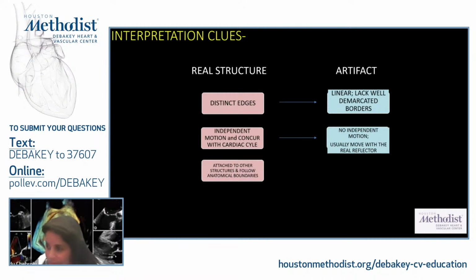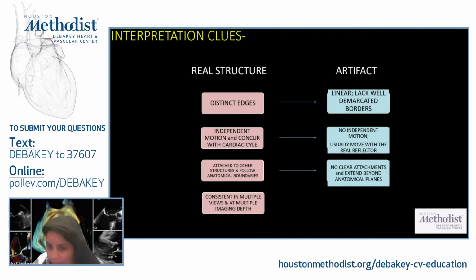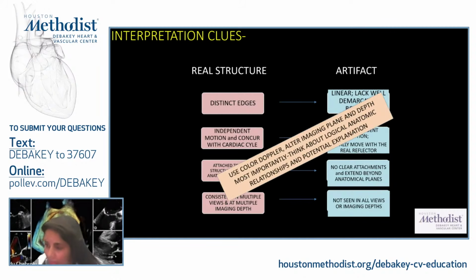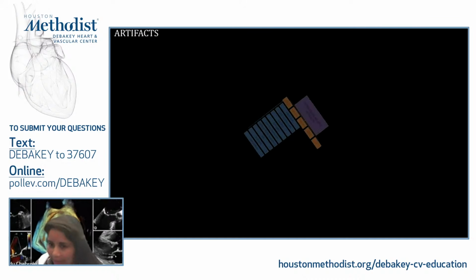And again, real structures are real, right? So they are attached to other structures and follow anatomical boundaries, versus artifacts, which clearly do not. And you have to see real structures in multiple views and at multiple depths, versus artifacts, which are not seen in every view or every depth. So remember, in real life, always use color Doppler, alter the depth, and think about a logical explanation of what you're looking at as well.